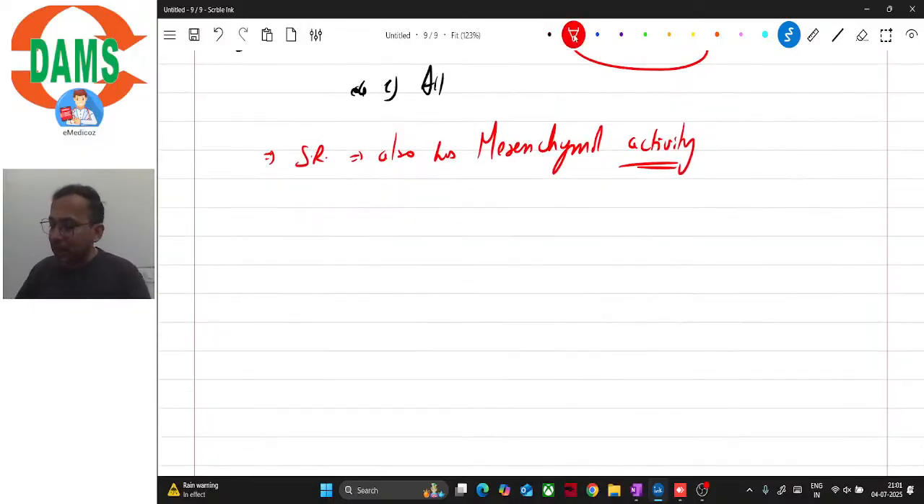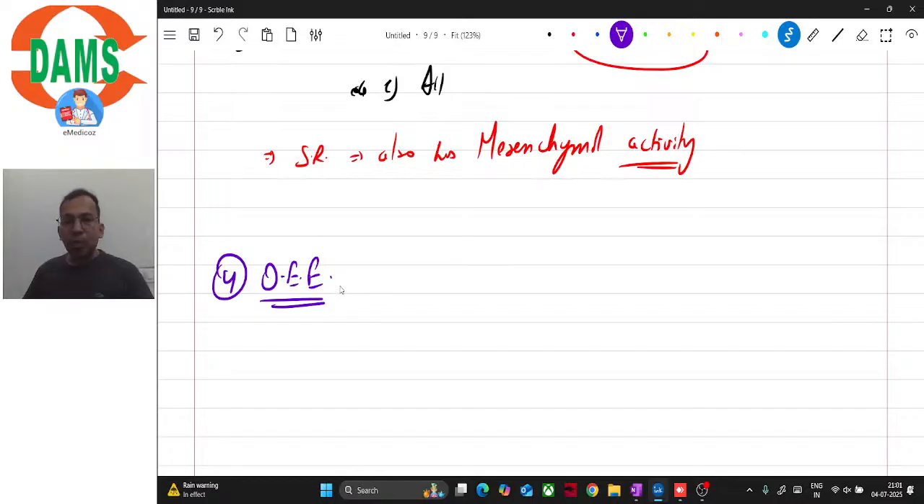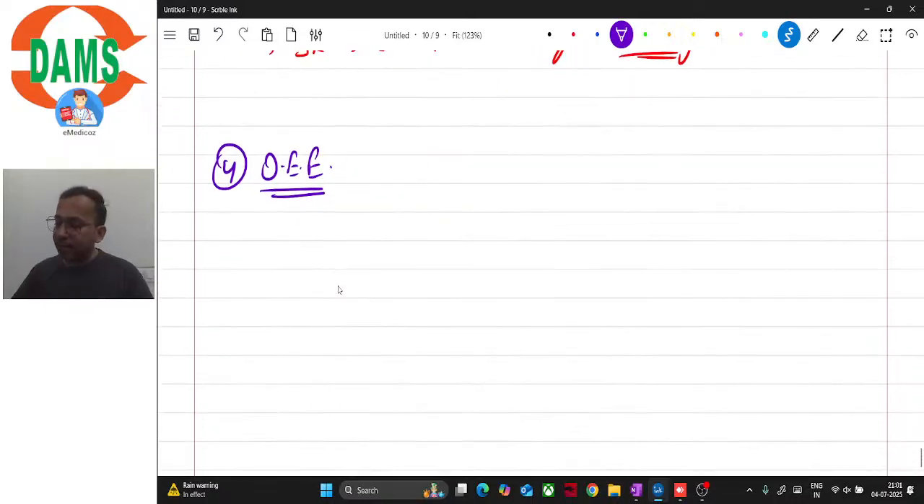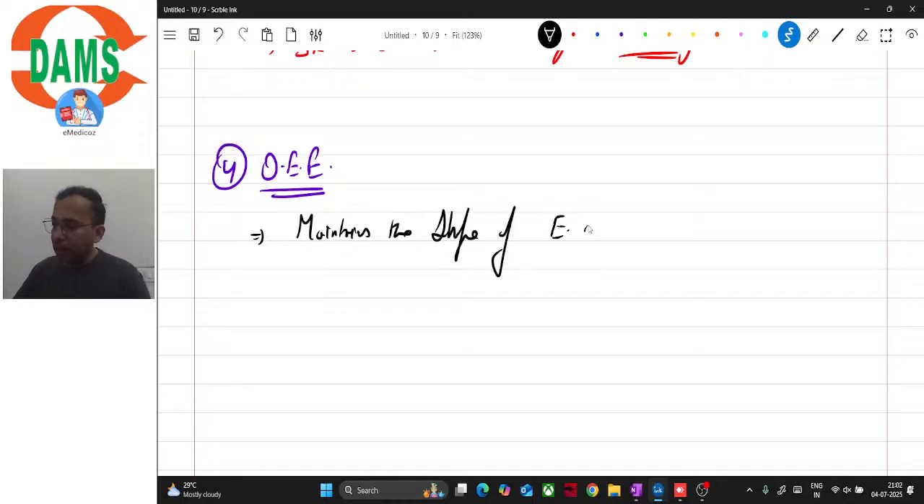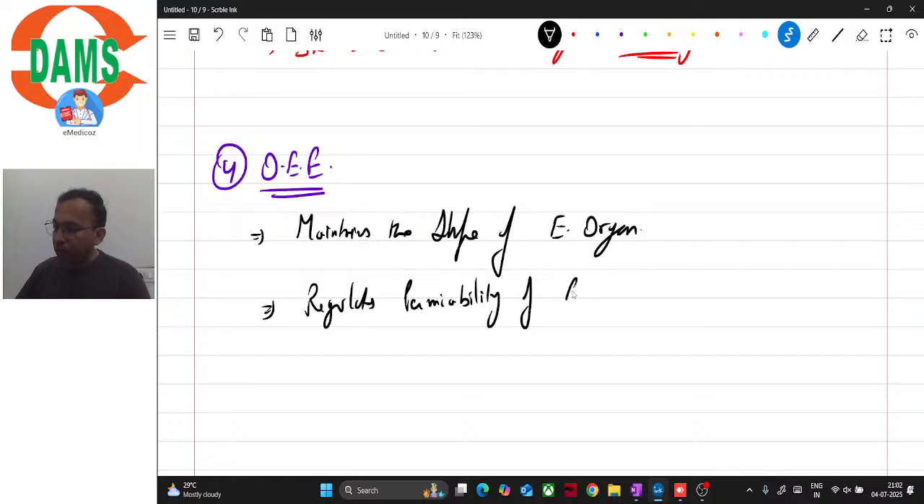The last cell is the outer enamel epithelial cells. Now what is the job of outer enamel epithelial cell? Outer enamel epithelial cell, first of all, maintains the shape of enamel organ, and secondly it regulates permeability of enamel organ, right?